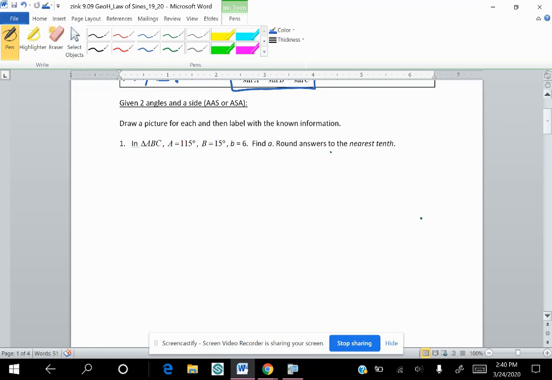So let's look at number one to put that into action. Draw a picture for each label with the known information. In triangle ABC, we have angle A, capital A, is 115. And then uppercase B, angle B, is 15 degrees. Lowercase b, which is across from angle B, has a side length of 6. And we want to find side A, which is across from angle A, which means over here is C. Round your answers to the nearest tenth.